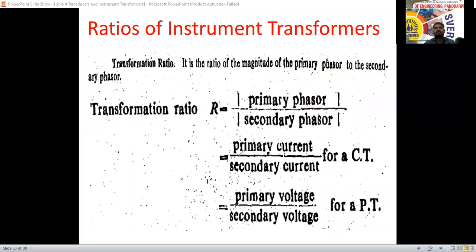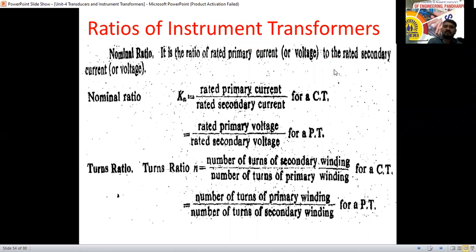Okay, recording. So the next ratio is called the nominal ratio. It is the ratio of rated primary current or voltage to the rated secondary current or voltage. The rated value: for the primary winding how much current it can take, for the secondary winding how much current it can take. Based on that we are going to discuss.